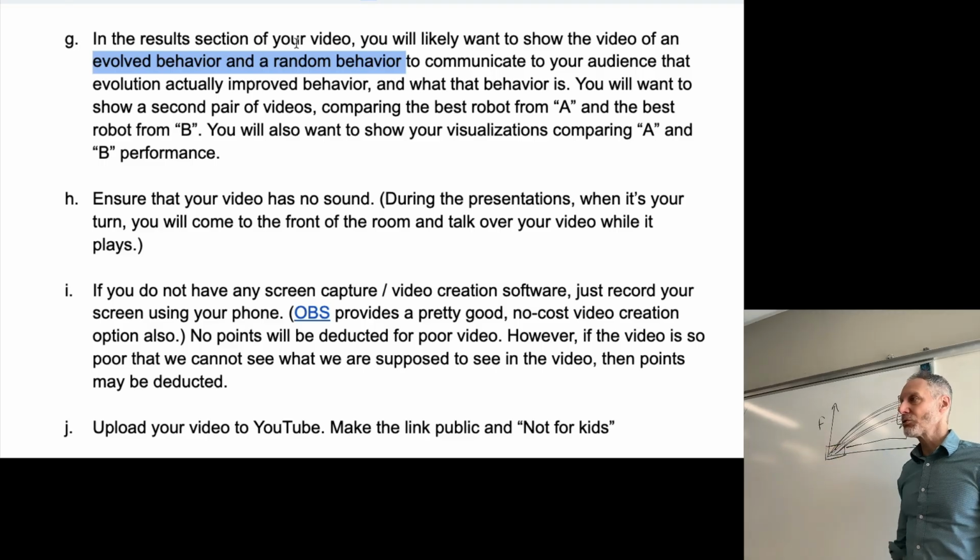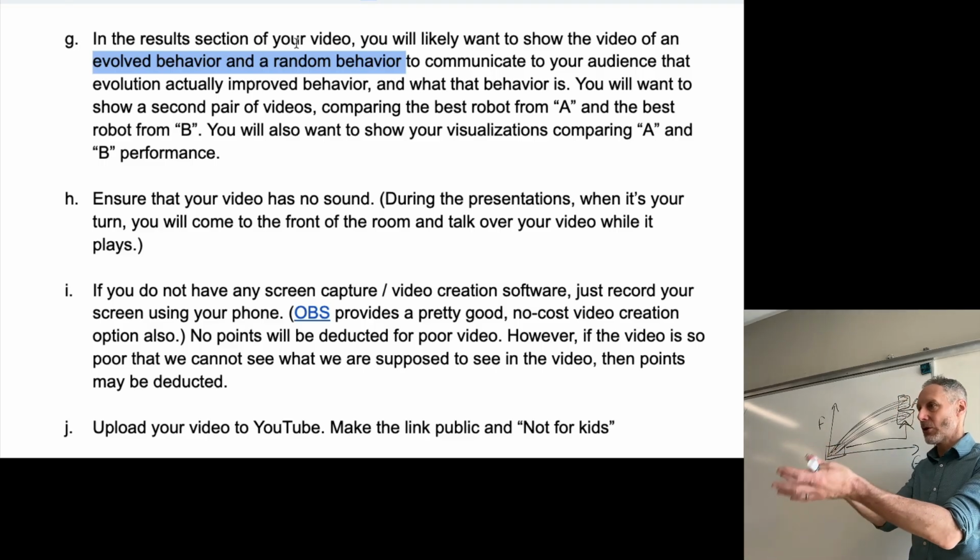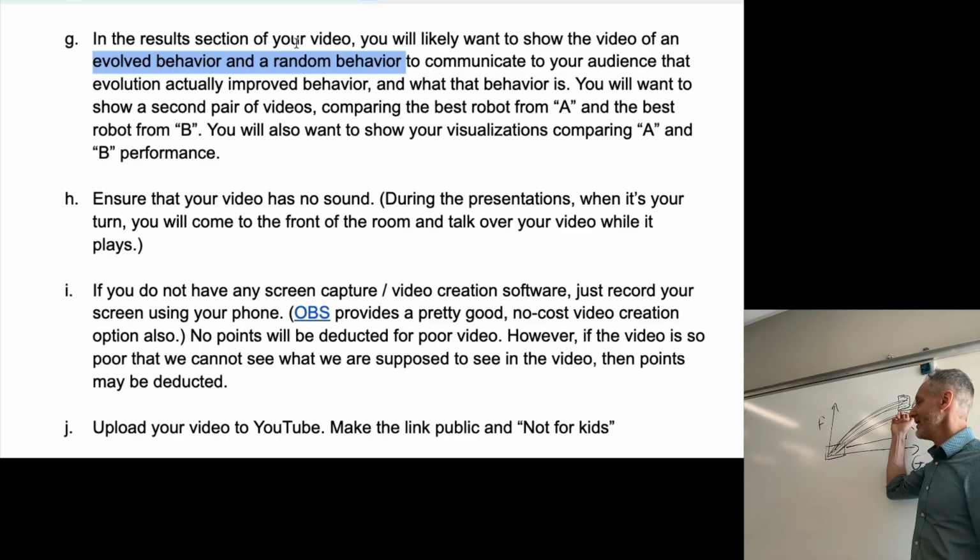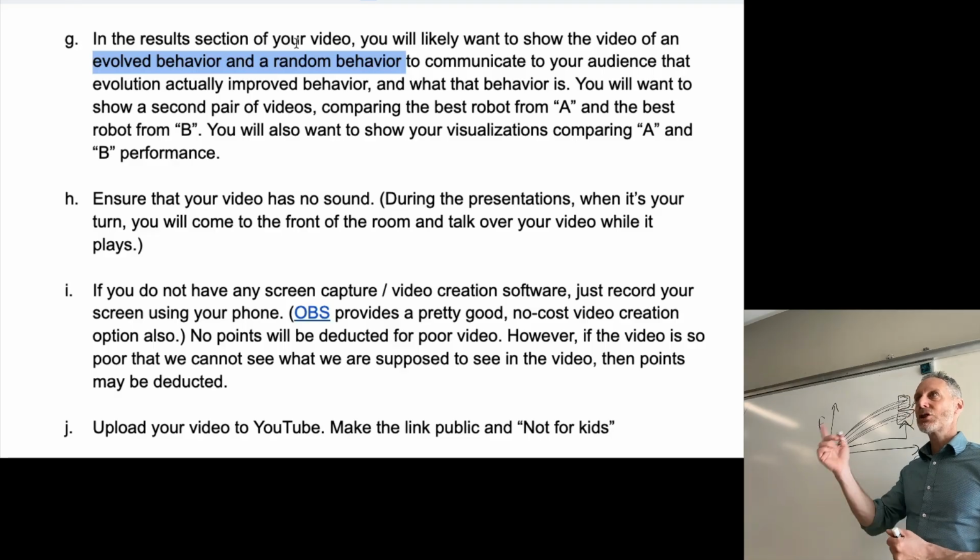If you're evolving for rightward travel, we should see a random robot that more or less bounces on the spot or doesn't move at all. And in the evolved one, we immediately see it moving to the right. I showed you some videos from past years, and without even telling you what the fitness function was, hopefully in most of those videos, you knew exactly what the robot was being evolved to do. That's what we're looking for.